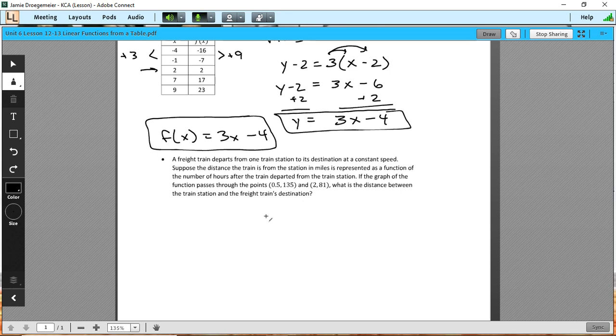All right, well, let's start again by finding that slope. So the difference between my y values, 135 minus 81, over the difference between my x values, 0.5 minus 2. And so 135 minus 81 is 54. 0.5 minus 2 is negative 1.5. And then let's go ahead and simplify that. 54 divided by 1.5 is 36. And so negative 36 is going to be the slope.